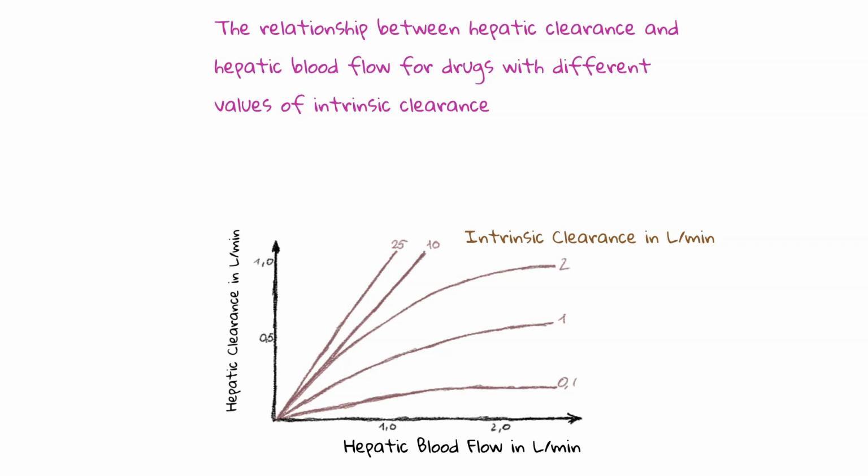The graph on the screen illustrates the relationship between hepatic clearance and hepatic blood flow for drugs with different values of intrinsic clearance. As you can see, for drugs with high hepatic clearance, the relationship between hepatic flow and hepatic clearance is almost direct, whilst clearance of drugs with low intrinsic clearance is less dependent on the blood flow.